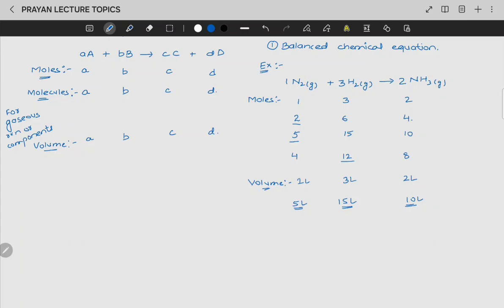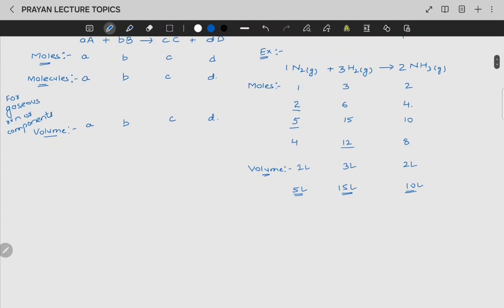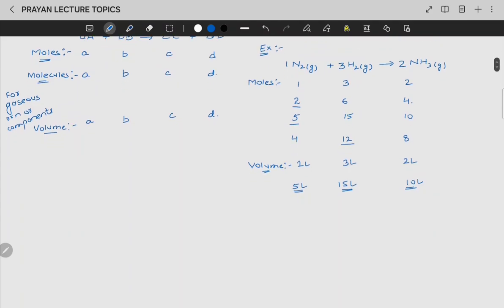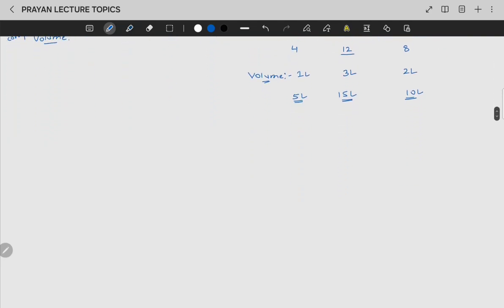So this is a simple stoichiometric calculation, where they will give the moles, volumes or number of molecules of one component, and from that you have to find the number of moles or volume of other components. Let's take a few more examples based on the same concept.